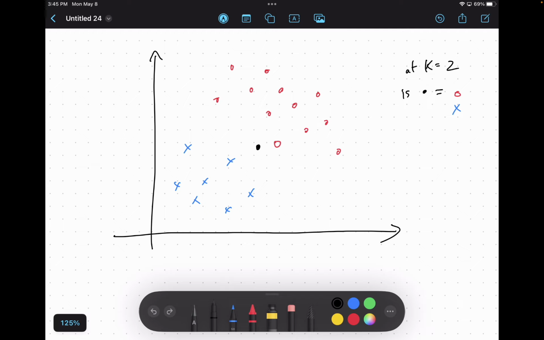And at 3, maybe my 3 closest points are these 3, so then that would be red. My 4 closest points are maybe this and this, so this will still be red, and so on and so forth. How many points are there? 5, 10, 12, 17, 19. Okay. All right.